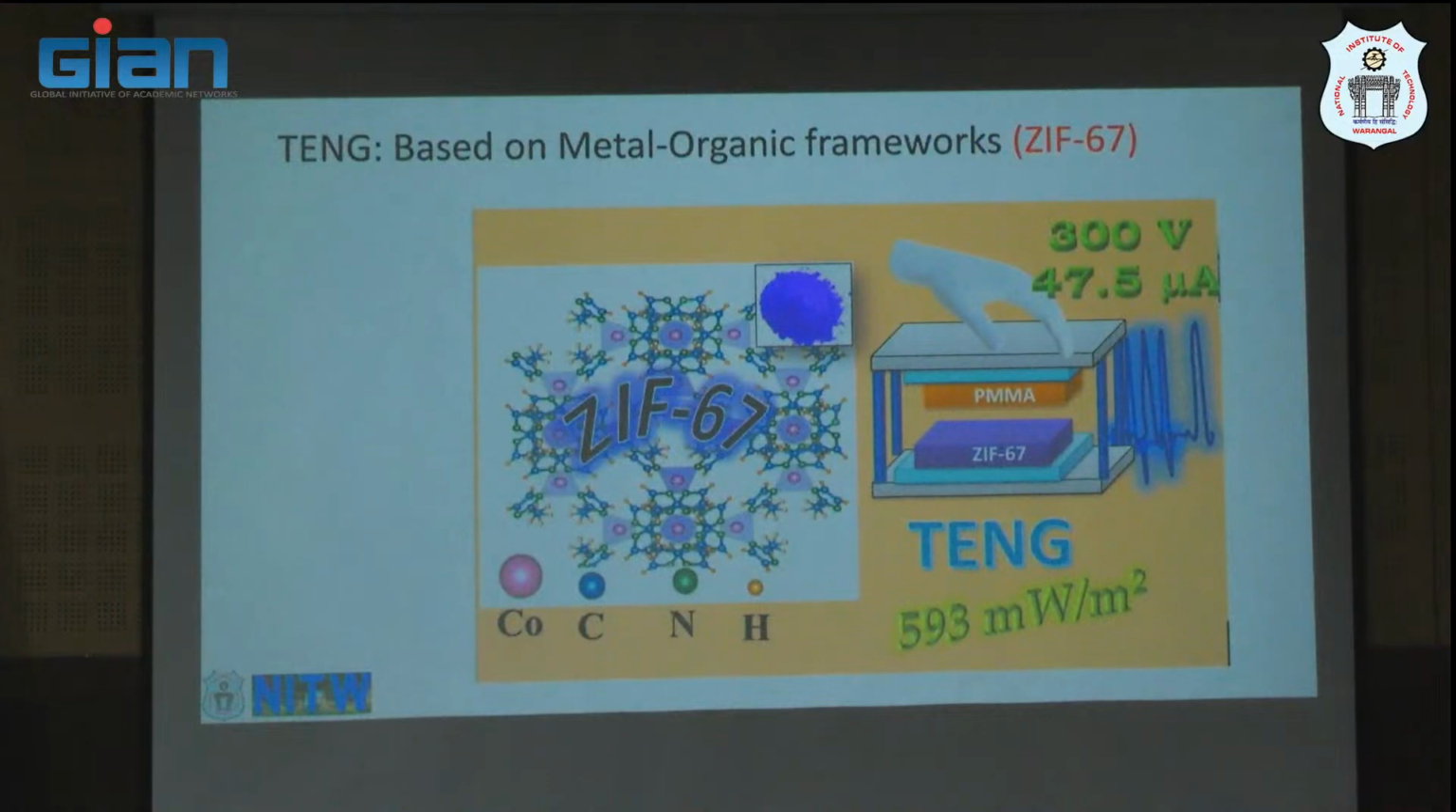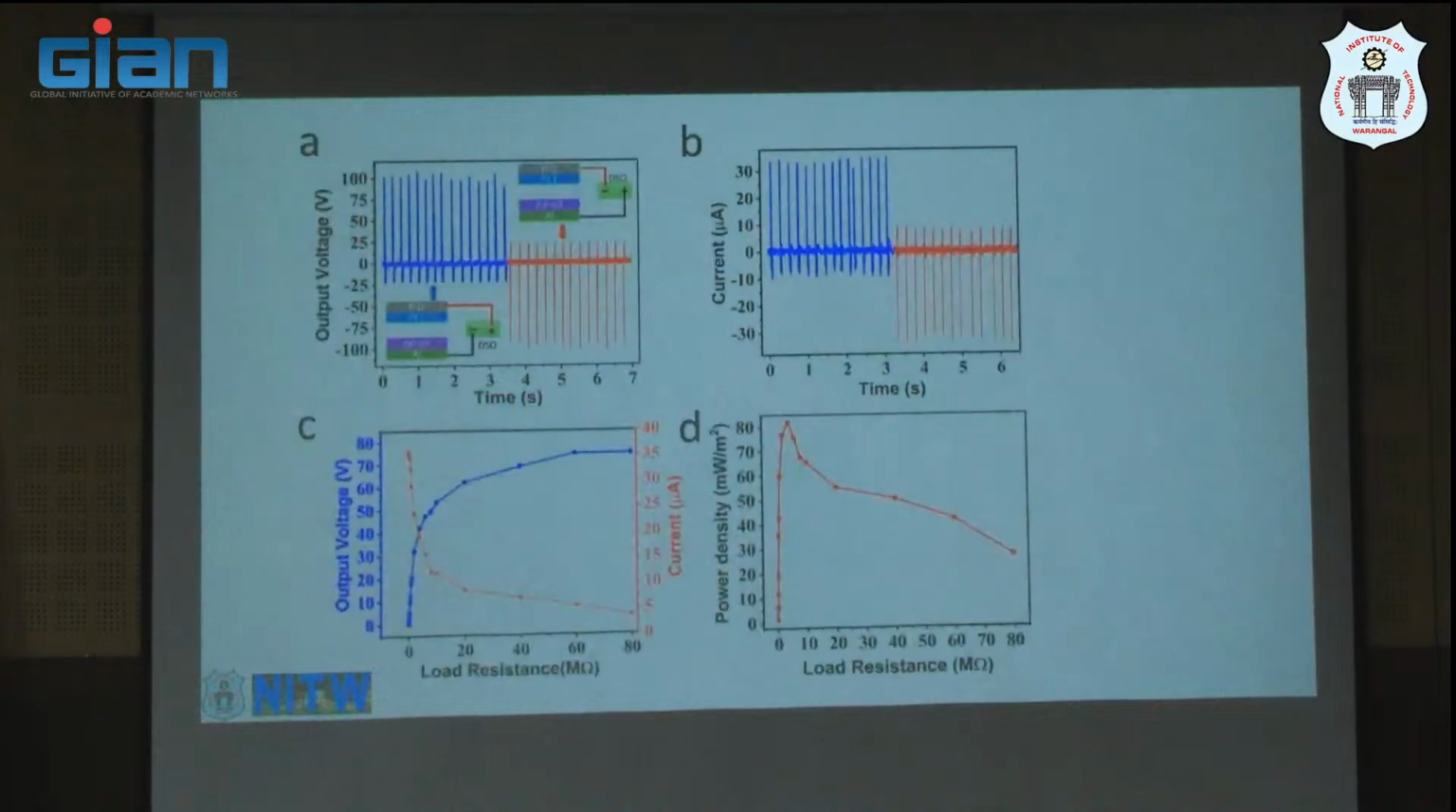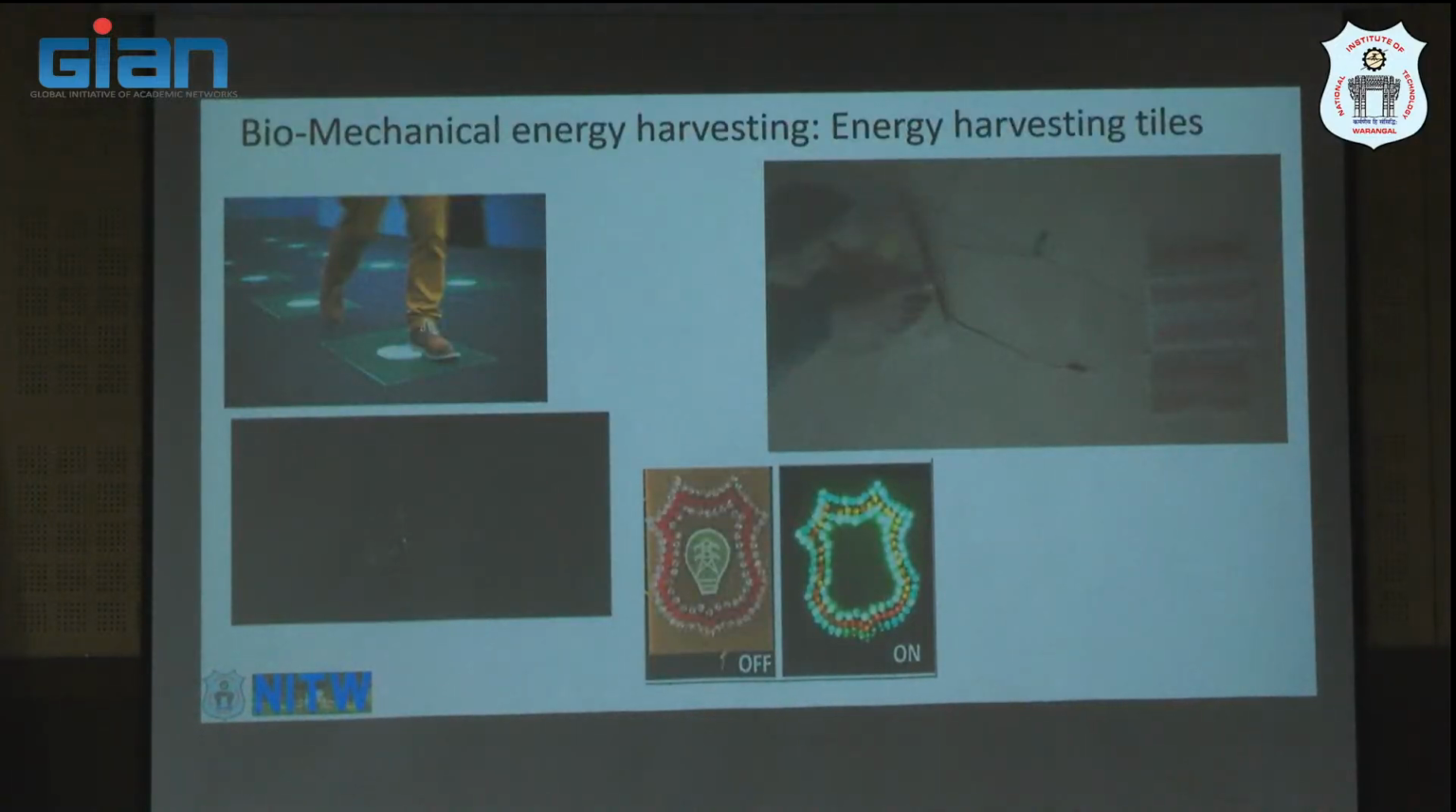First we start with ZIF-67. This is Zeolitic Imidazolate Framework. This number sometimes comes from the university, sometimes from the place, sometimes from the scientist's name. What we have done is we synthesized the MOF by a simple hydrothermal method, then mixed it with some PVA polymer solution, then made a composite film, then made the TNG device with ZIF-67 as the active friction layer. This produces around 70 milliwatt per meter square. The power density is quite small compared to other reports, but it depends on the material property that needs to be improved. And we use it for powering energy harvesting tiles.